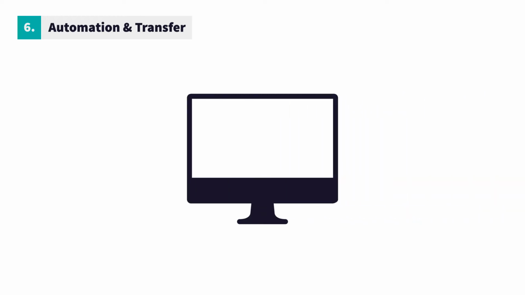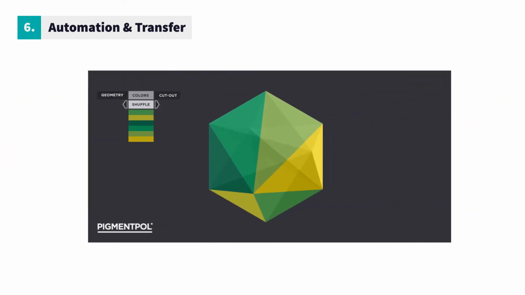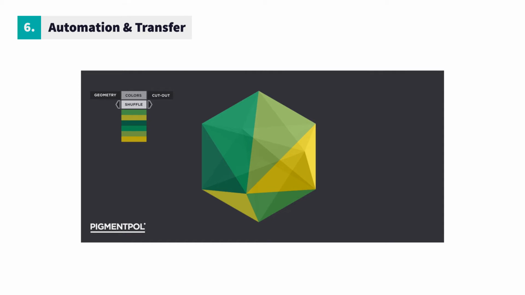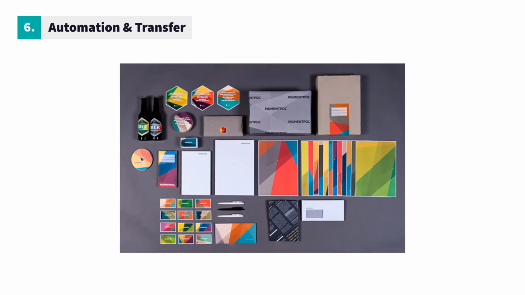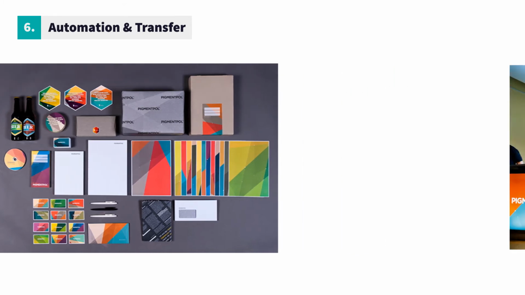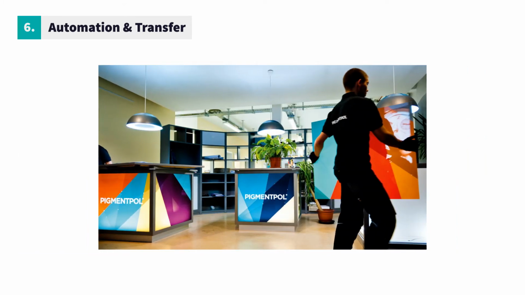The last category is automation and transfer. This is when computer programs are used to create automated results. The results can be made from predefined elements, but can also be made from elements that are generated with the help of algorithms and codes. Printing House Pigment Pole created a software application with certain parameters to create visual elements. The results are used in different ways, from business cards to spatial environments.